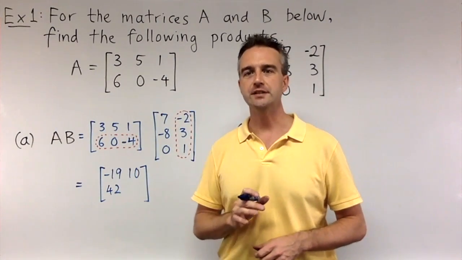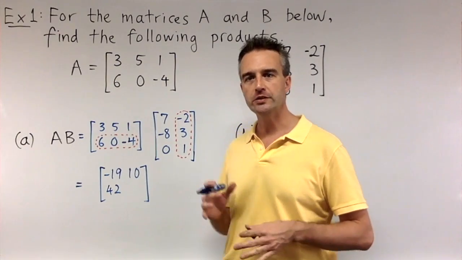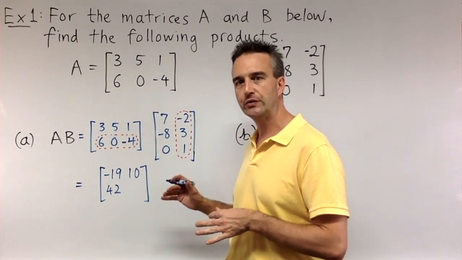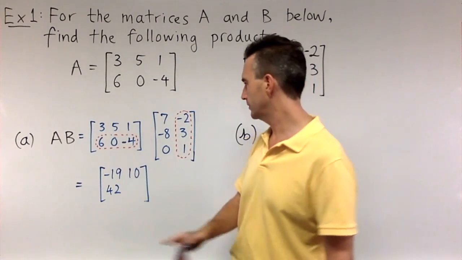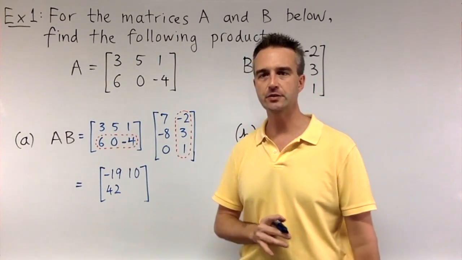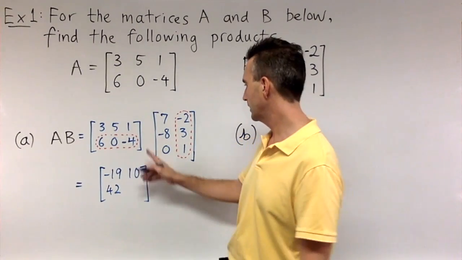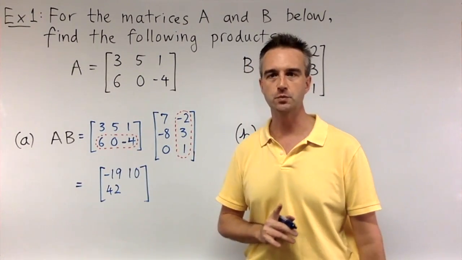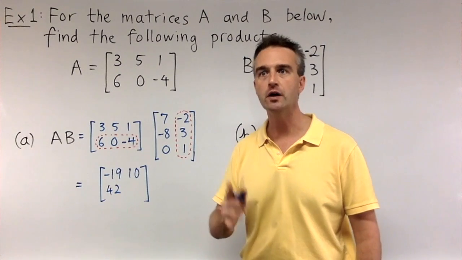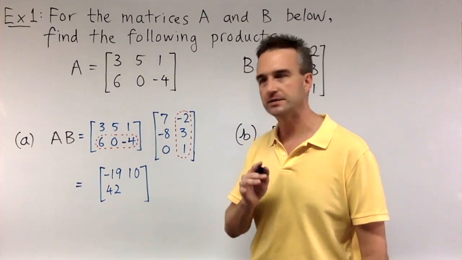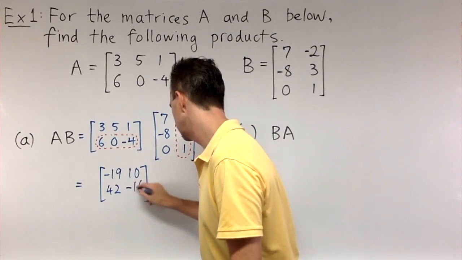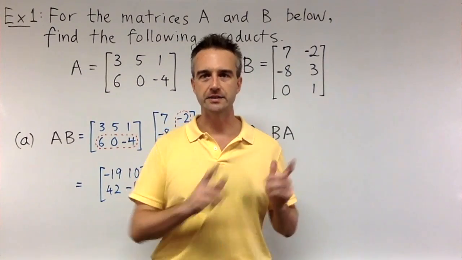And with a little practice, and once your confidence builds up, hopefully you can do these in your head in one go. Let's try it. 6 times negative 2 is negative 12. 0 times 3 is 0, still leaving negative 12. And finally, minus 4 times 1 giving negative 4. So negative 12 minus 4 gives negative 16 for our final element. Looking good. Let's try the next one.